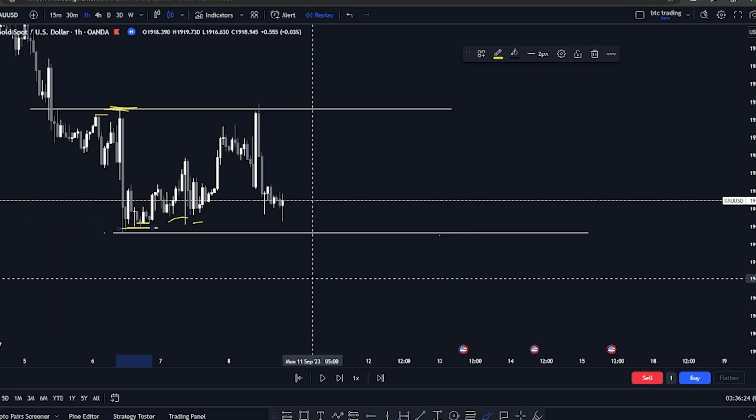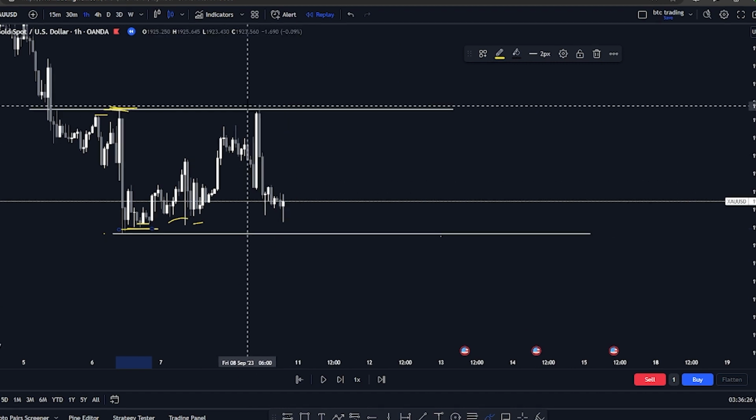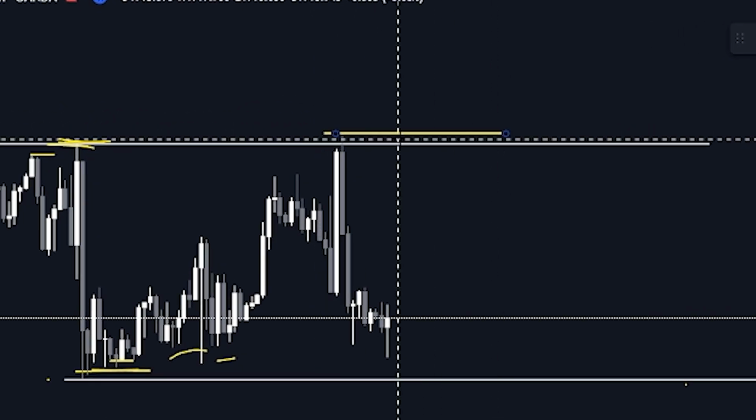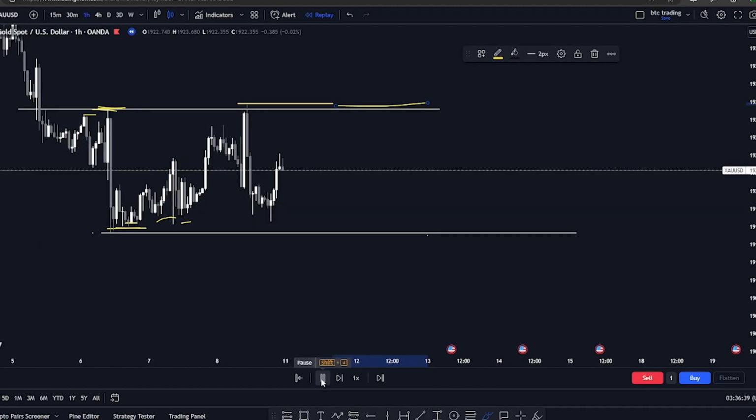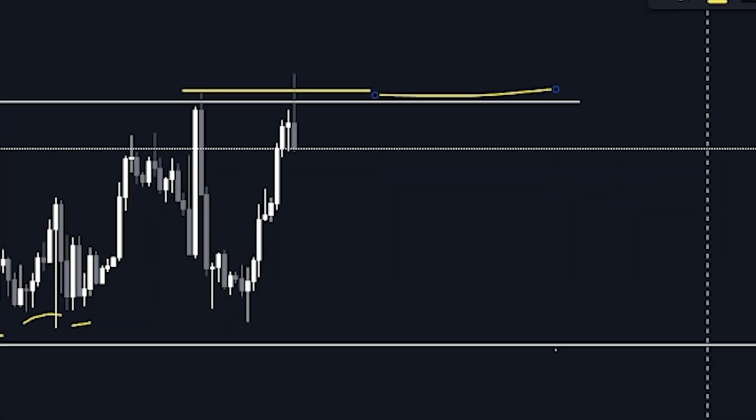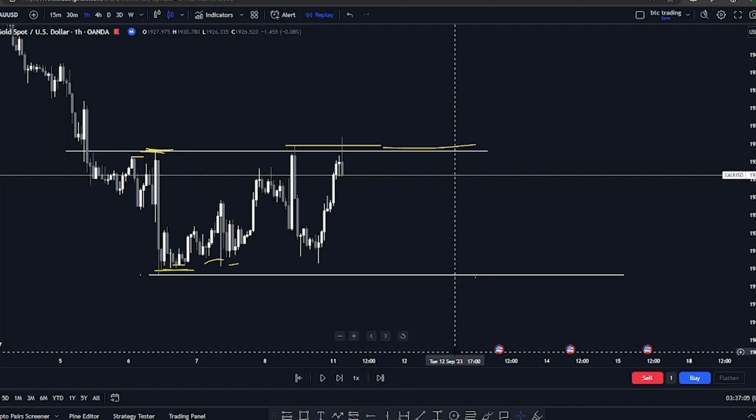And now what do you think are the next liquidity zone? In my humble opinion, this would be the liquidity that we go for next. So let's move the price action forward and see what happens. As you can see, this also played out perfectly well. So I hope it's clear.